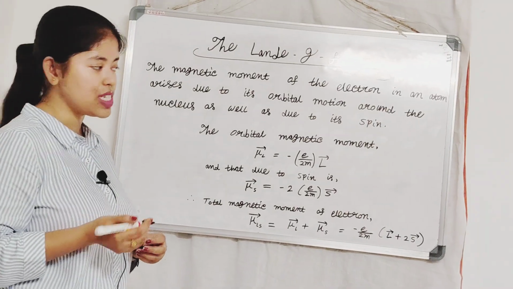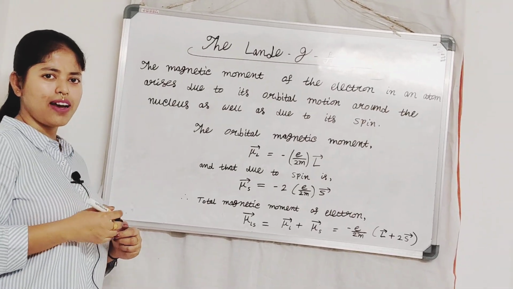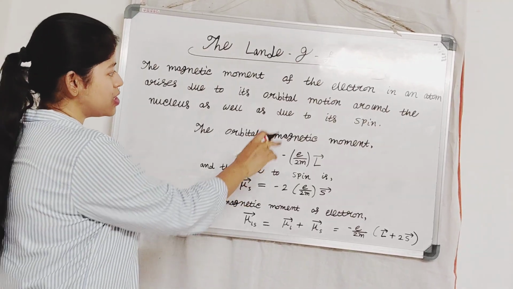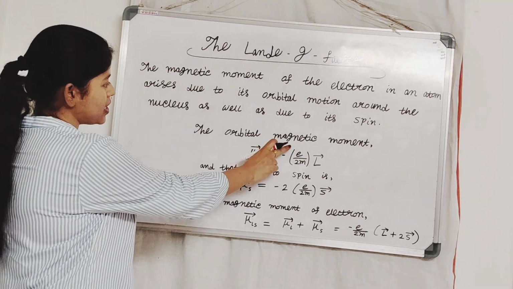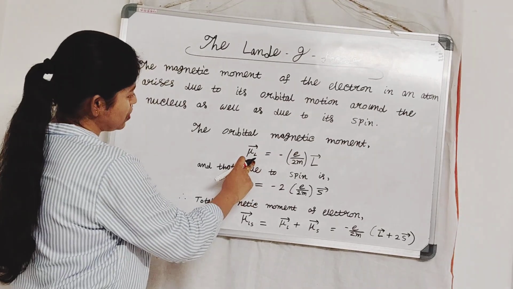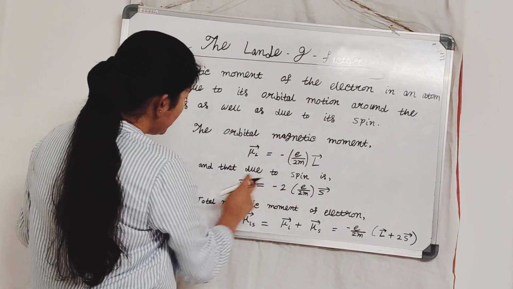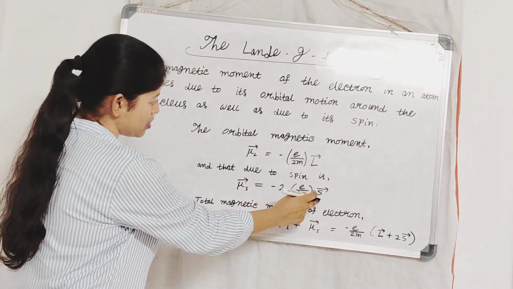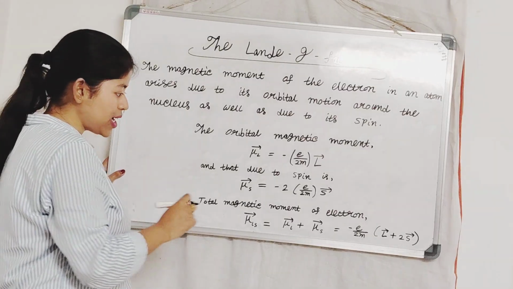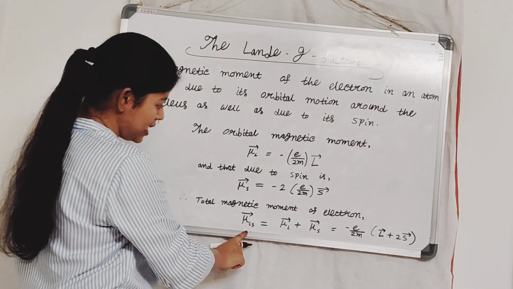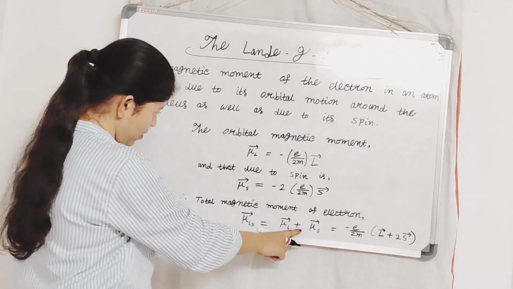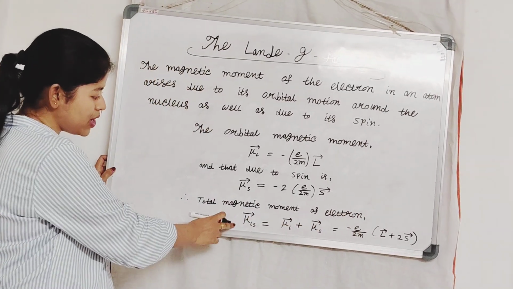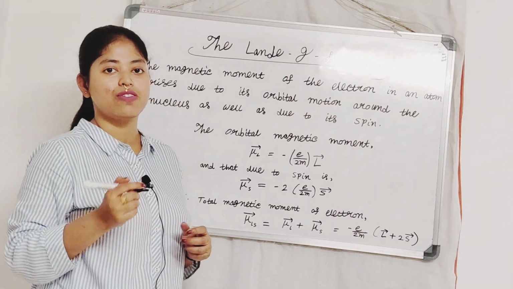The magnetic moment of the electron in an atom arises due to its orbital motion around the nucleus and also due to its spin. The orbital magnetic moment μL is equal to minus e by 2m into L, and that due to spin, μS, is equal to minus 2 into e by 2m into S. Now the total magnetic moment of the electron, μLS, is equal to μL plus μS, which is equal to minus e by 2m into (L plus 2S). This μLS is the total magnetic moment of the electron.